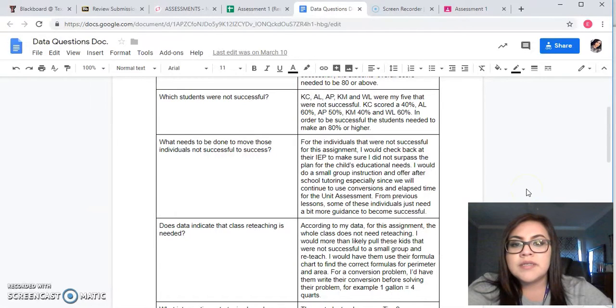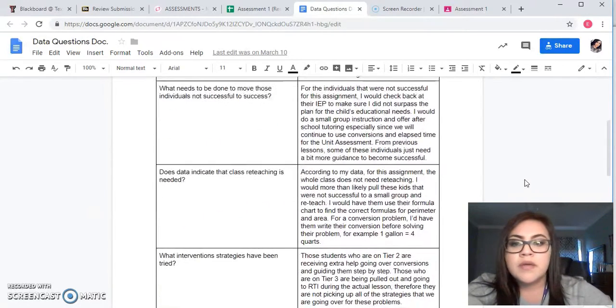What needs to be done to move those individuals not successful to success? For the individuals that were not successful for this assignment, I would check back at their IEP to make sure I did not surpass the plan for the child's educational needs. I would do small group instruction and offer after-school tutoring, especially since we will continue to use conversions and elapsed time for the unit assessment. From previous lessons, some of these individuals just need a bit more guidance to become successful.